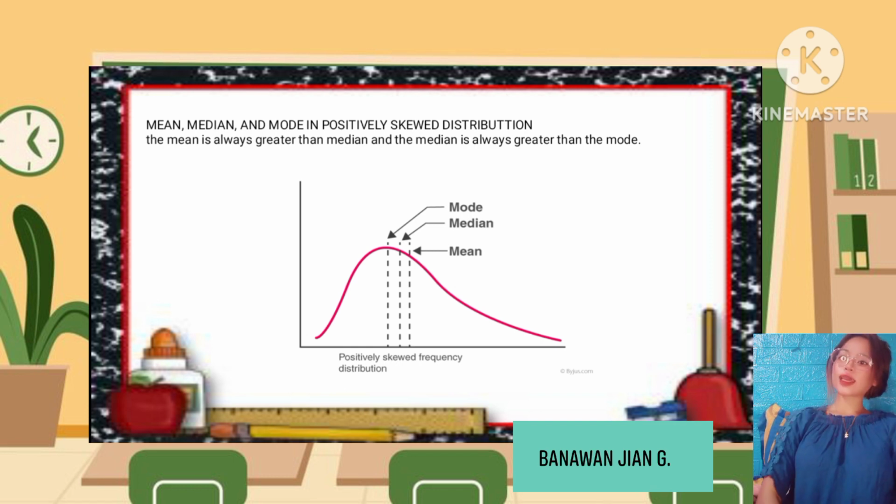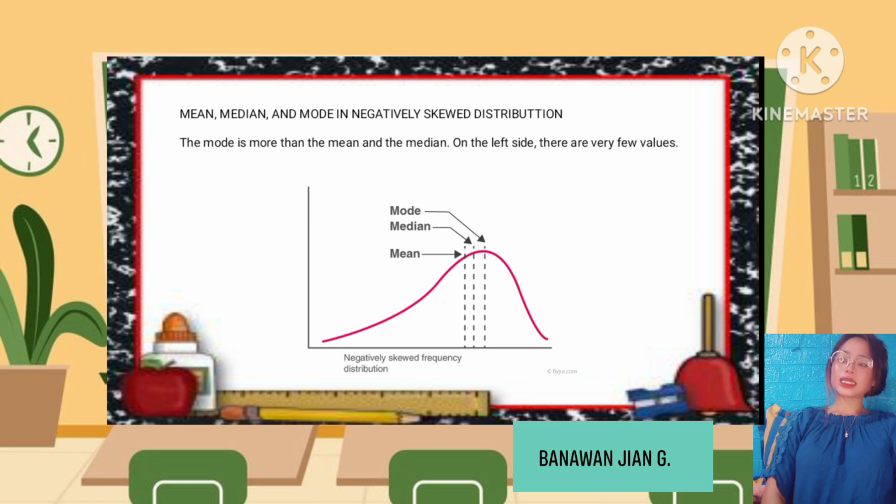Okay, so next, the mean, median, and the mode in a negatively skewed distribution. So the mode is more than the mean and the median. On the left side, there are few values. So that means the curve is in the negative direction. Okay? So the mode here is the highest value because it is in the positive direction. The mean here is the lowest value because it is in the tail of the curve even though it is in the positive direction.